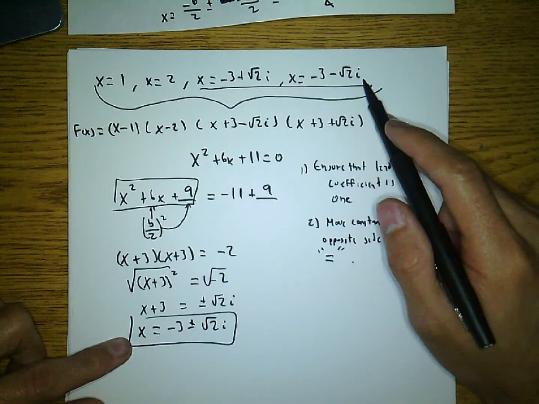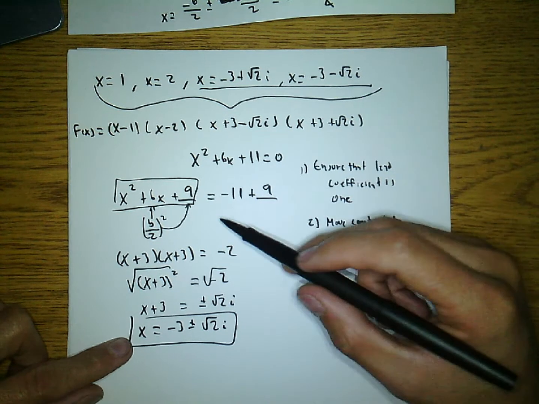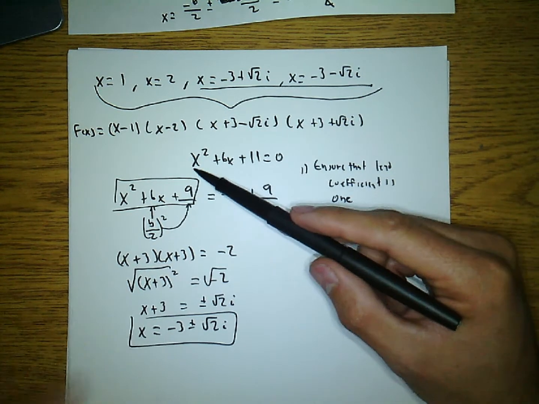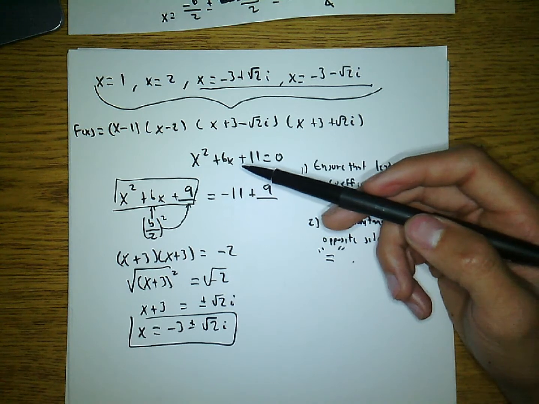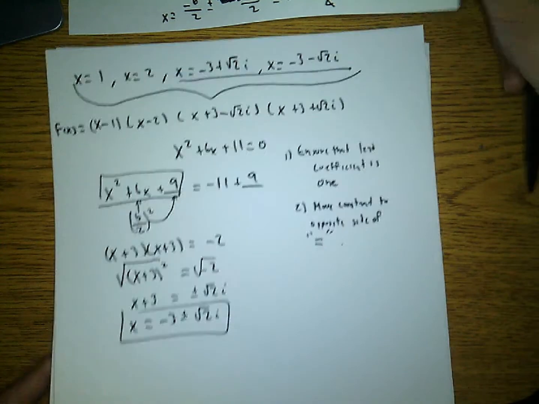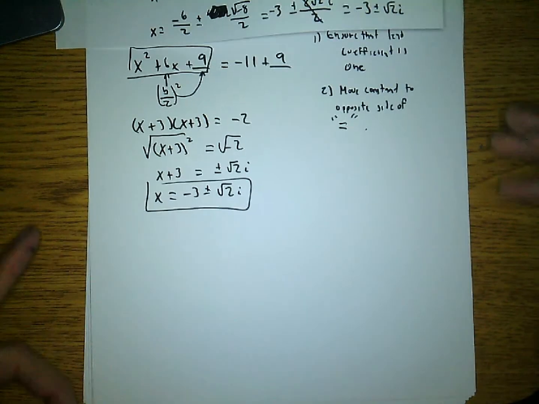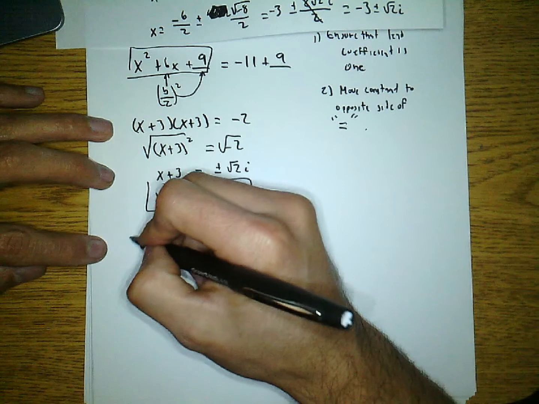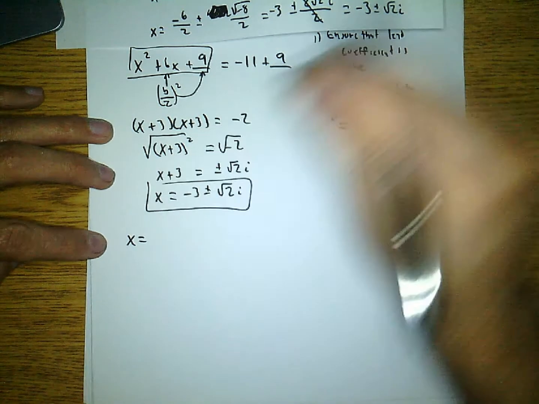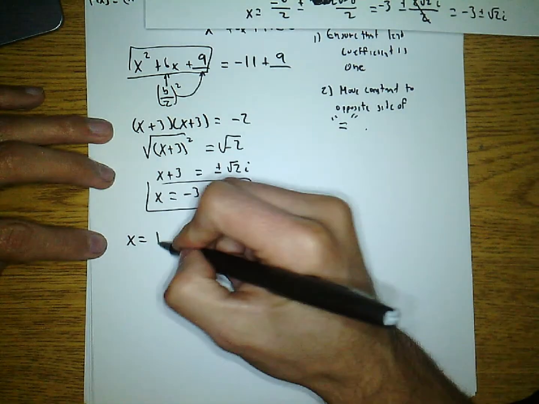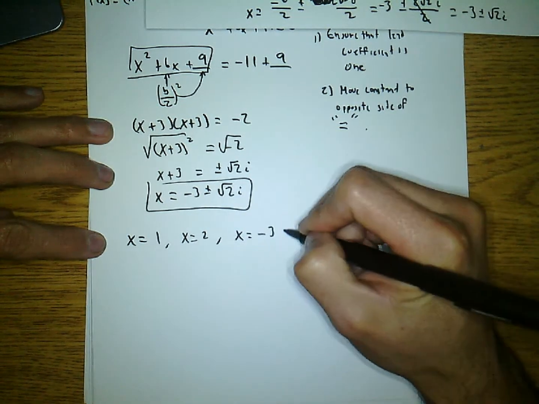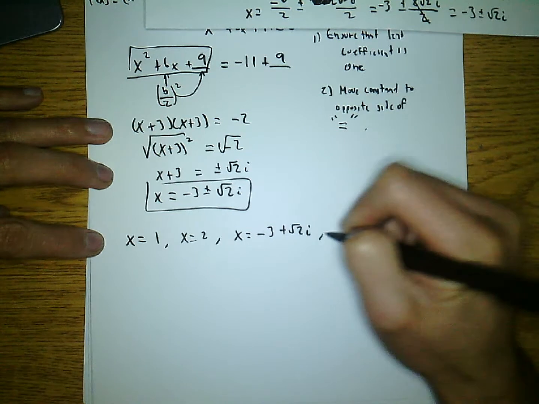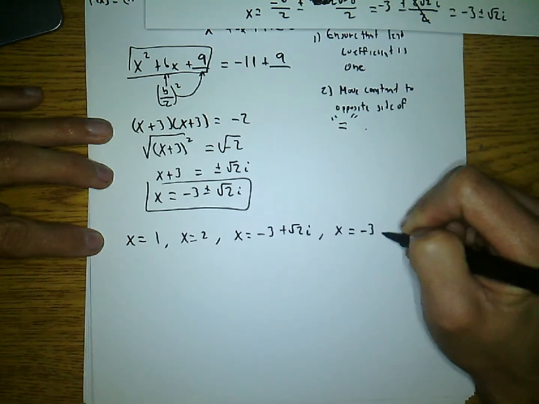Okay? If you have any more questions about how to find zeros by completing the square, I would suggest you look up another video regarding that specific skill. Okay? But let's go back to the original problem. So we had x equals 1, x equals 2, x equals negative 3 plus root 2i, and x equals negative 3 minus root 2i.